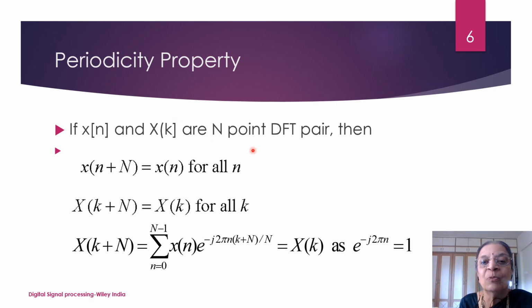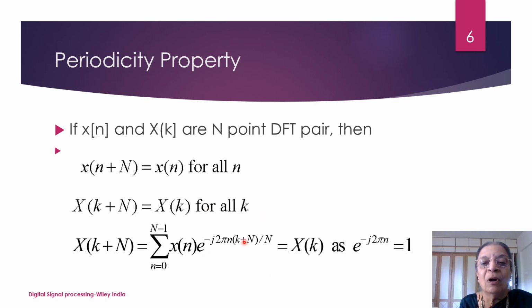Periodicity property. So what is the periodicity property? If x(n) and X(k) are an N-point DFT pair, meaning x(n) transforms to X(k). X(k) represents the DFT values and x(n) represents the signal values. Then in that case x(n plus N) is equal to x(n) for all n. That means after every capital N samples, it will repeat. X(k plus N) will be equal to X(k) for all k.